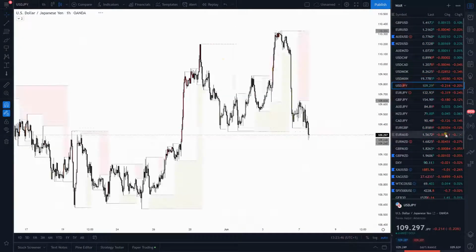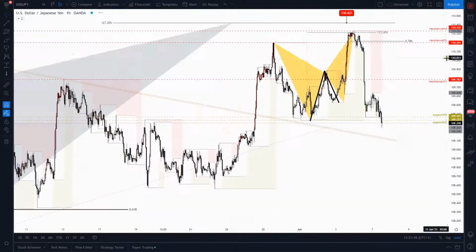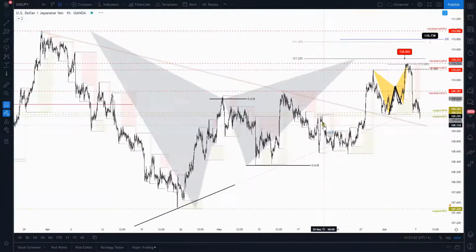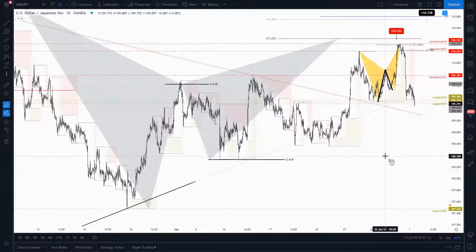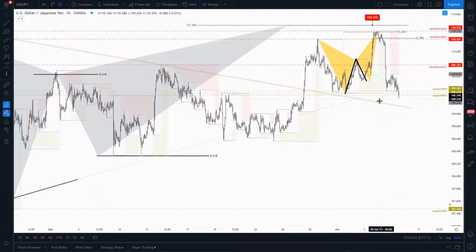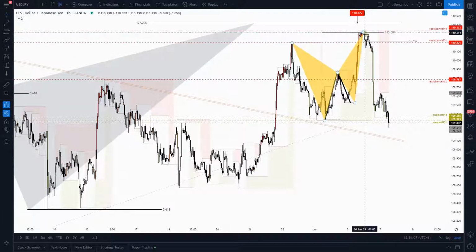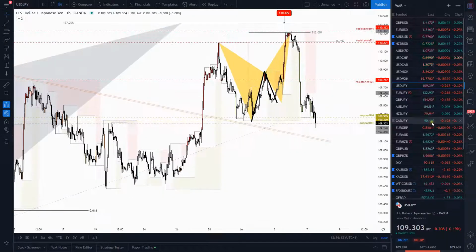Let's see. Dollar versus the yen. Another one, 113% Fibonacci extension. I projected this one at 110.42. So this was the bearish Gartley pattern that I was expecting on a higher time frame, and suddenly the market finds resistance at the 113% Fibonacci extension and provides this strong momentum, similar to other dollar-related pairs.